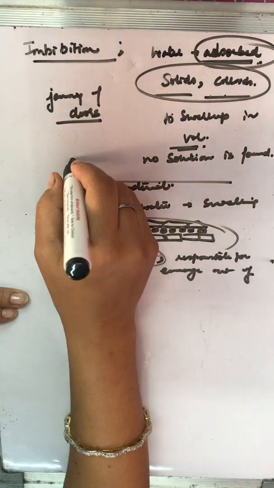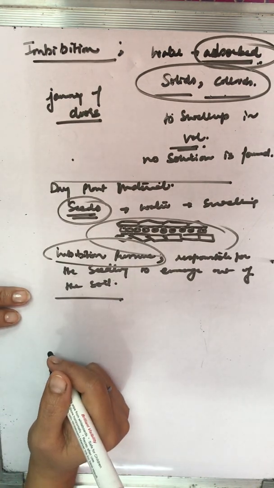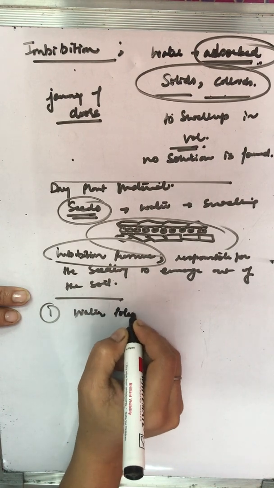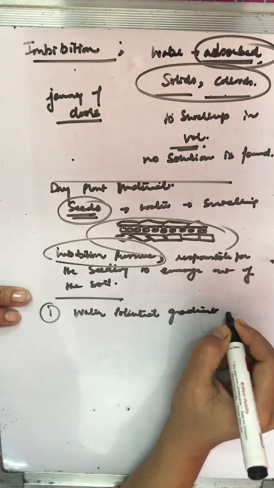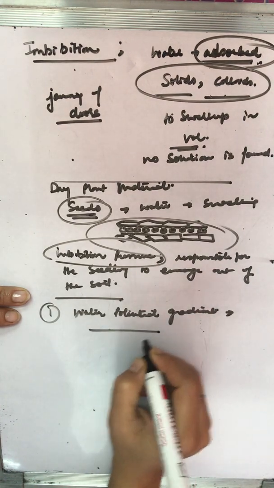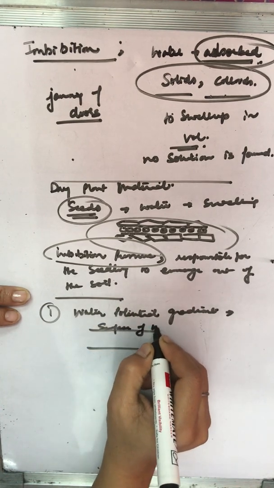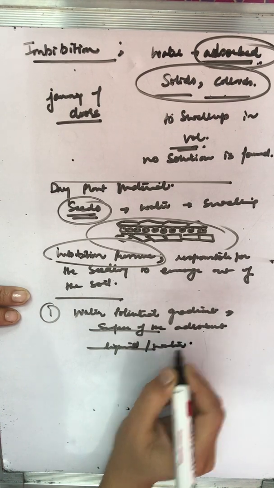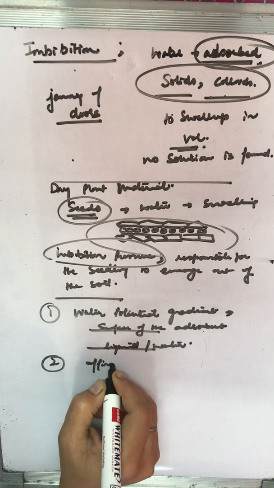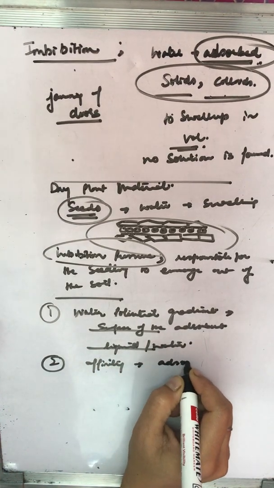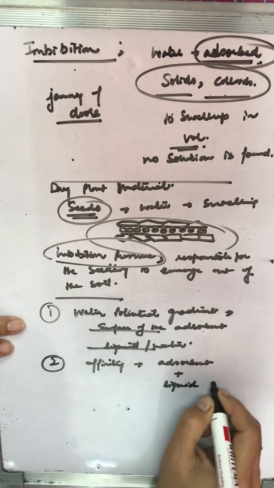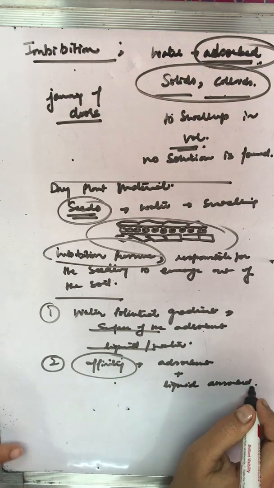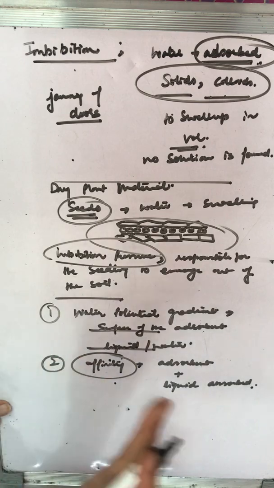So obviously, there are further necessary conditions which are to be followed for imbibition to take place. What are those? Number one, water potential gradient. It should be there between the surface of the adsorbent and the liquid, the water which is imbibed. Number two, affinity. Affinity between the adsorbent and the liquid which is to be absorbed. Affinity is the interaction between the adsorbent and the liquid which is to be imbibed. So this is how we show that osmosis takes place.